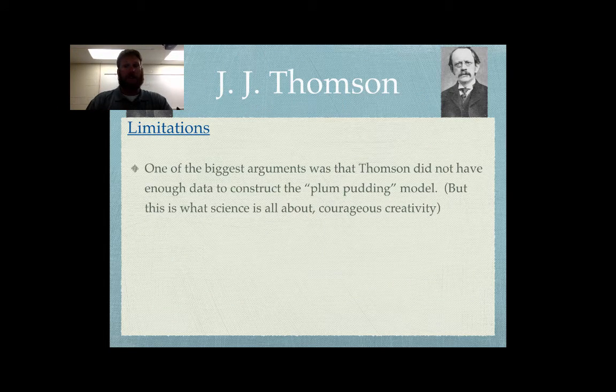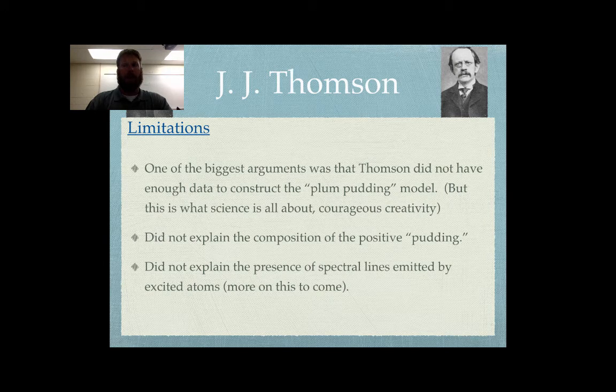Many scientists argued that Thomson lacked the appropriate amount of data to propose a model. But isn't this how science works? Courageous creativity. Another limitation was that he didn't explain what the positively charged material was. He explained its characteristics, but wasn't able to clearly identify it. Finally, his model could not explain the existence of spectral lines that were emitted when an atom is excited. This is something we will discuss shortly.